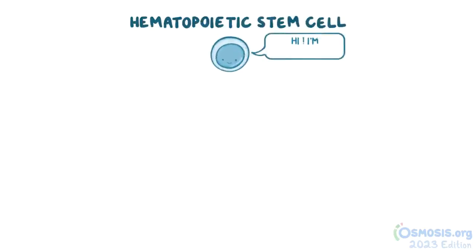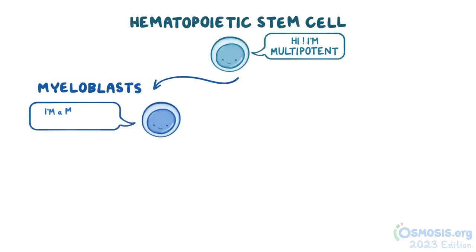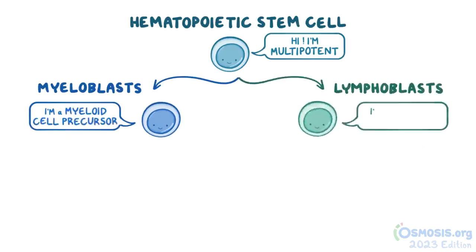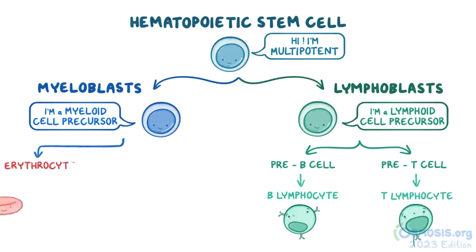Hematopoietic stem cells are multipotent, meaning they can give rise to both myeloblasts, which are precursors of myeloid blood cells, and lymphoblasts, which are precursors of lymphoid blood cells. These lymphoblasts can be pre-B cells, which develop into B lymphocytes, or pre-T cells, which, you guessed it, develop into T lymphocytes.